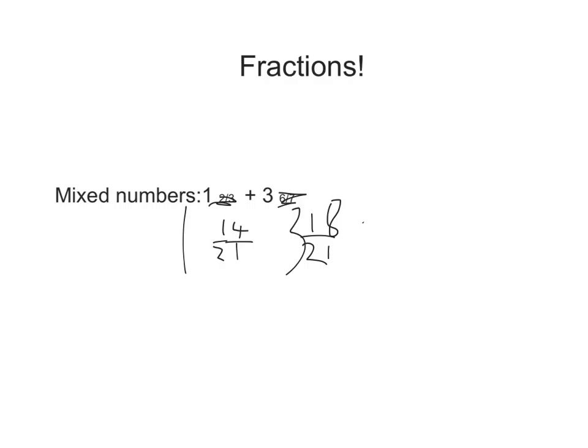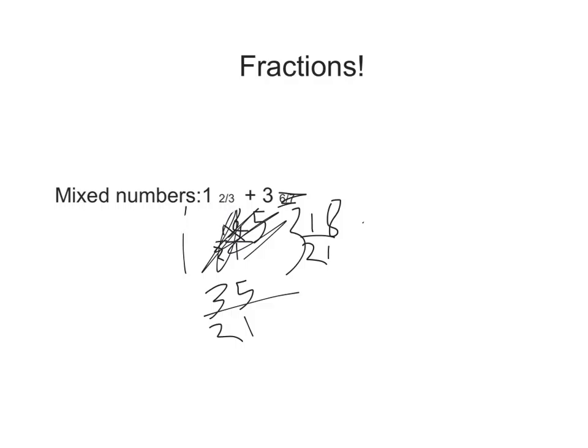So 1 is equal to 21/21. So that would be 1 times 21 is 21. So you would add 21 to 14, which, as we all know, is 35. So this would actually be 35/21. And then we'll have to do 21 times 3 for this one, because the number is that.